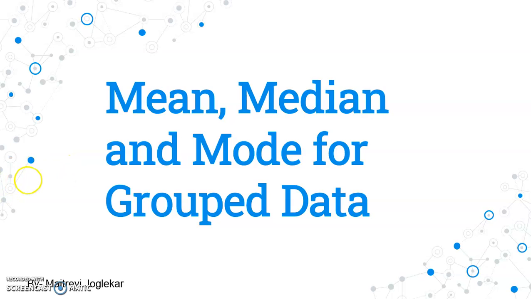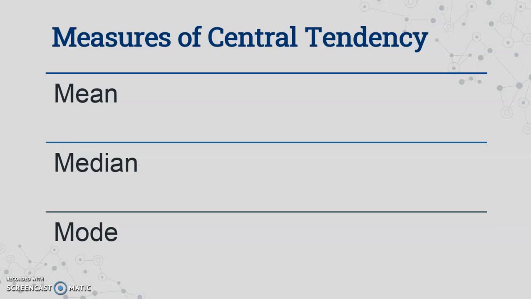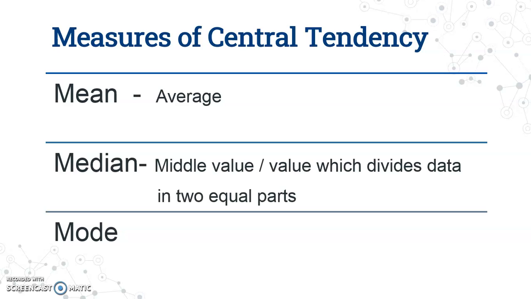In this video, I am going to explain how to calculate mean, median and mode for group data. Let us understand the basic concepts of mean, median and mode. All these terms are collectively known as measures of central tendency. Mean is nothing but average of the data set which is given to you. Median gives you the middle value or the value which divides the data in two equal parts.